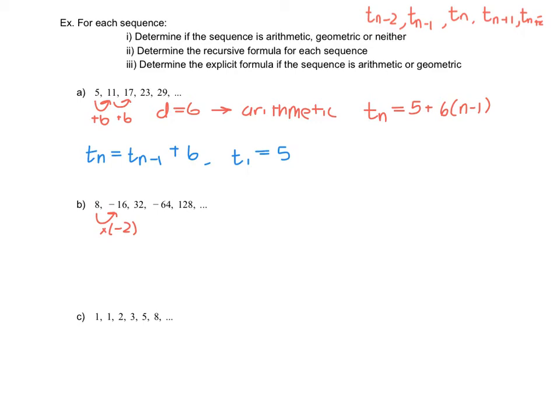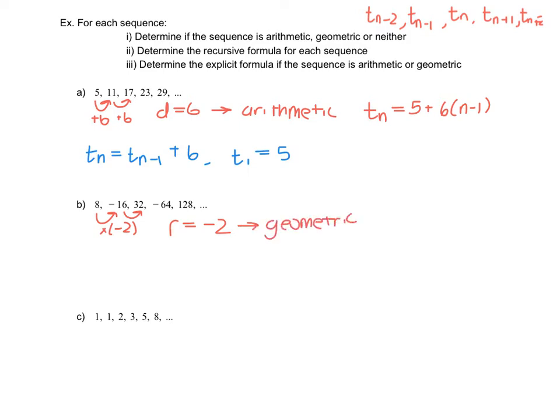Now let's test it out. From negative 16 to 32, I am again multiplying by negative 2. 32 times negative 2 is negative 64, and negative 64 times negative 2 is positive 128. So that's great. The common ratio is negative 2, making this geometric.